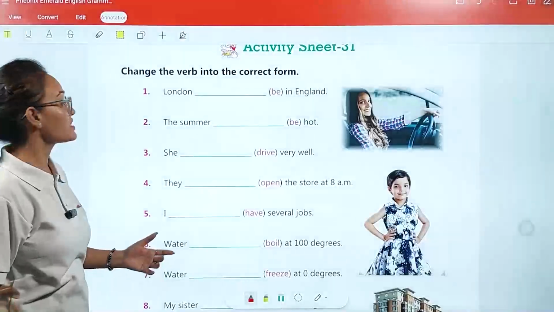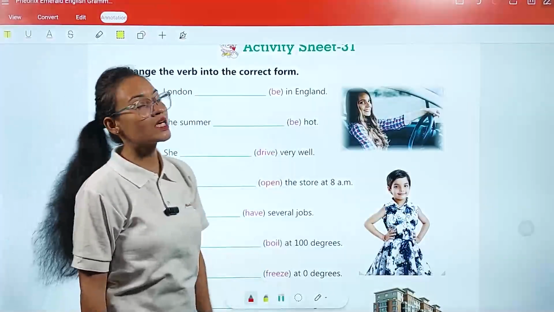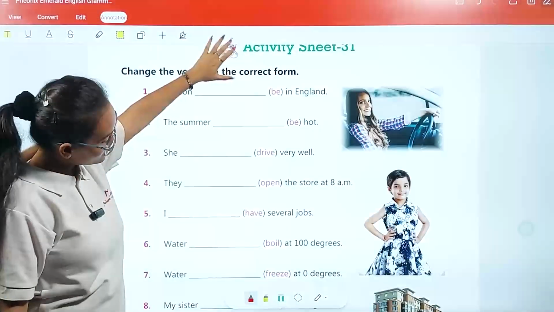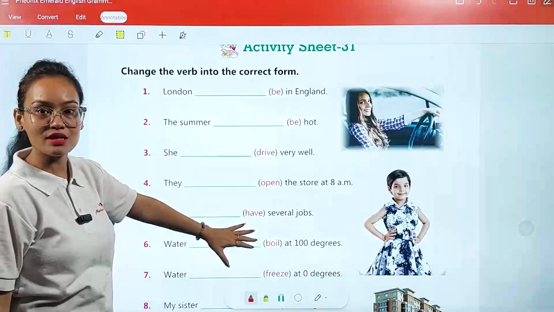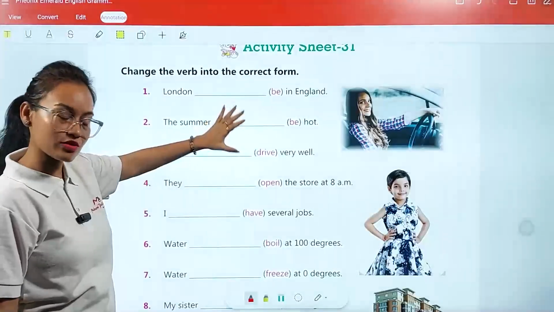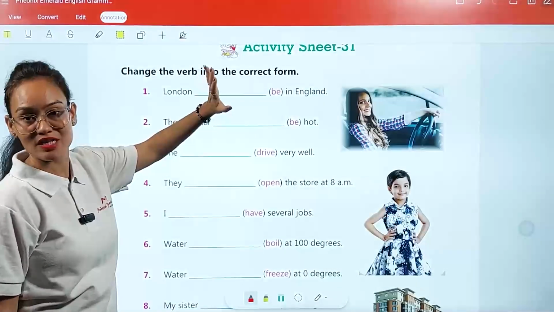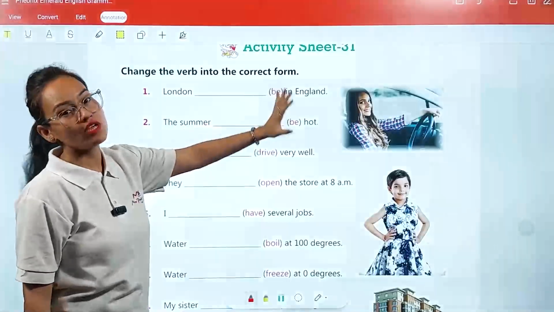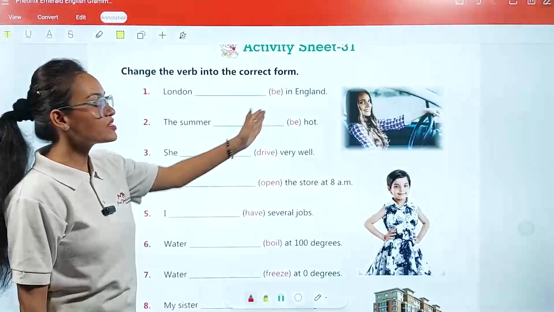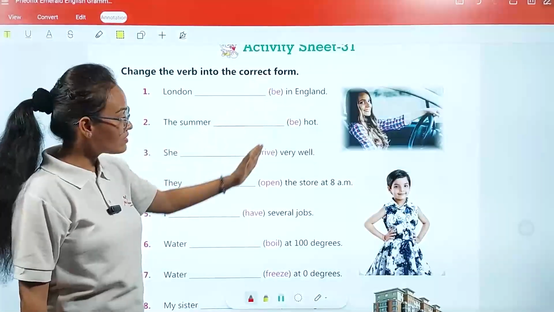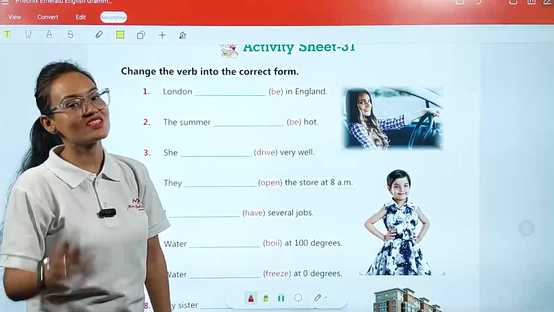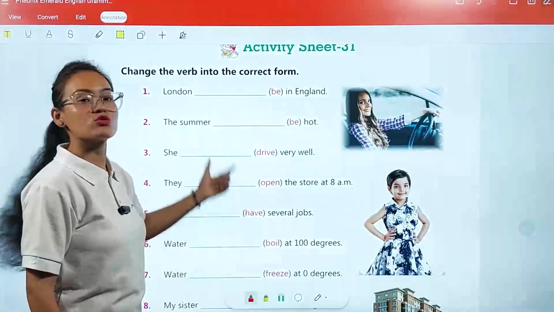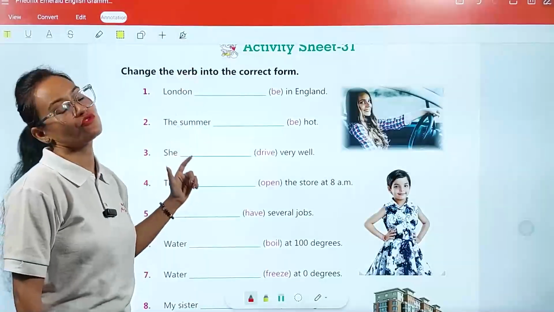Here, what we have to do, let's see. Change the verb into the correct form. My dear student, you can see some sentences written here, which we are going to complete by filling the blanks. The words we are going to fill in are present in brackets, but they are not in their correct form. First of all, we are going to correct them, then only fill the blanks.